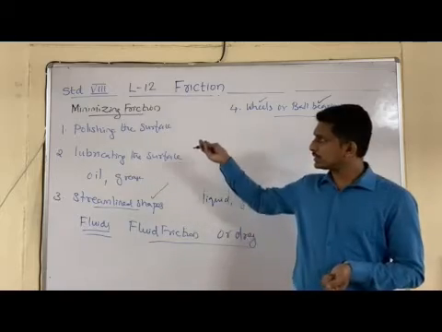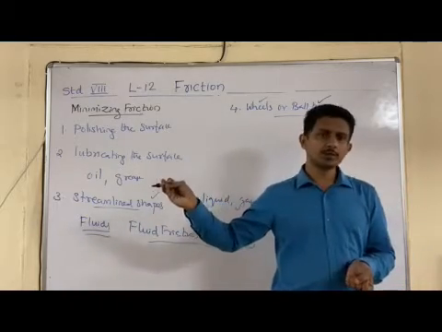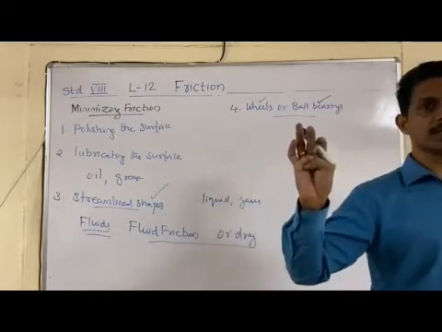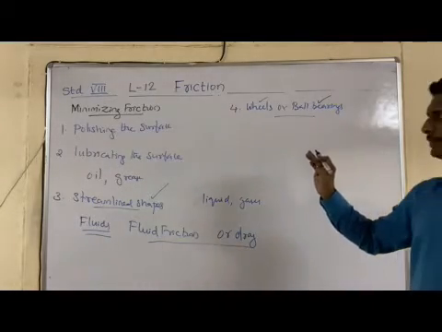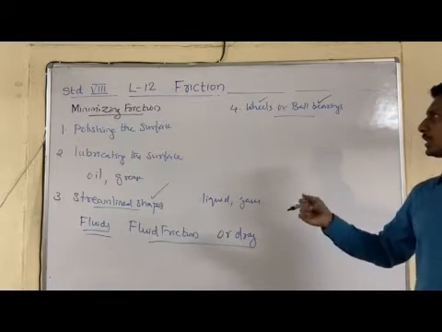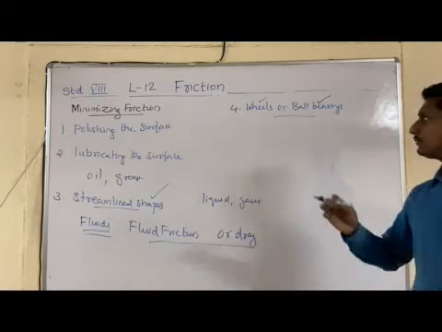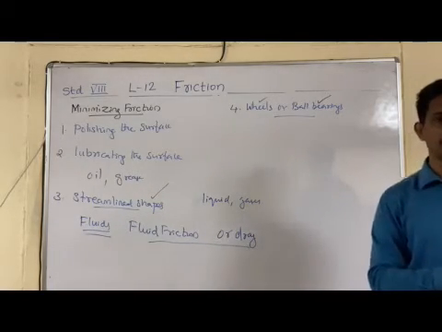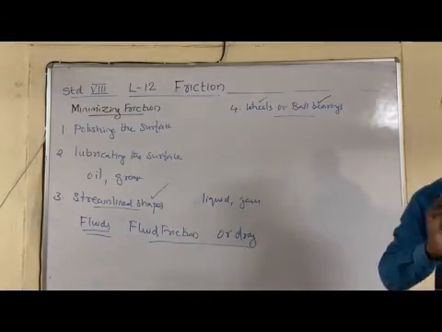So these are the various methods we follow to reduce friction. First we saw polishing the surface, second lubricating the surface, then streamlined shapes, and then wheels and ball bearings. All these help to reduce friction.